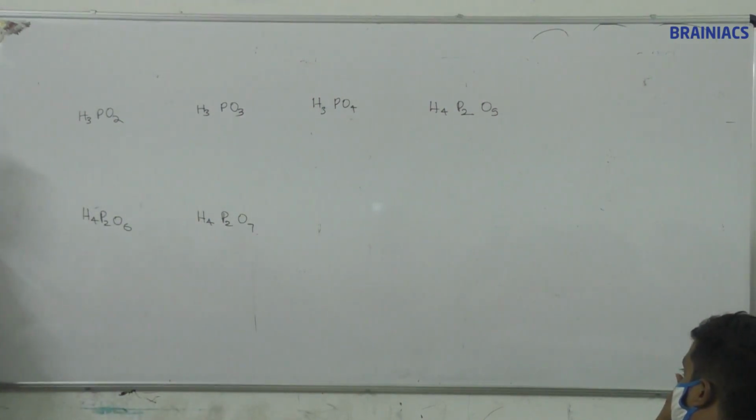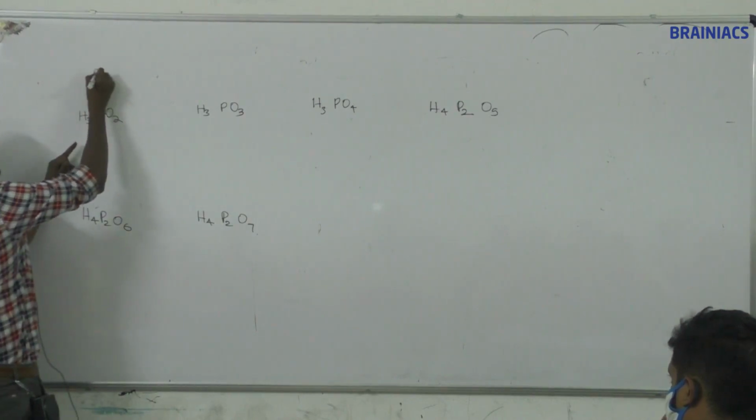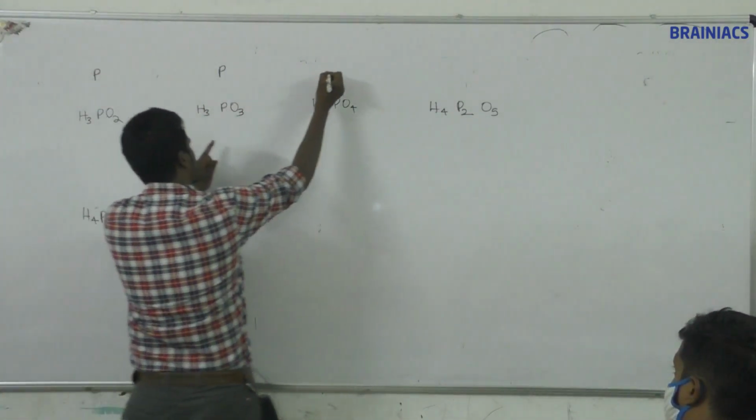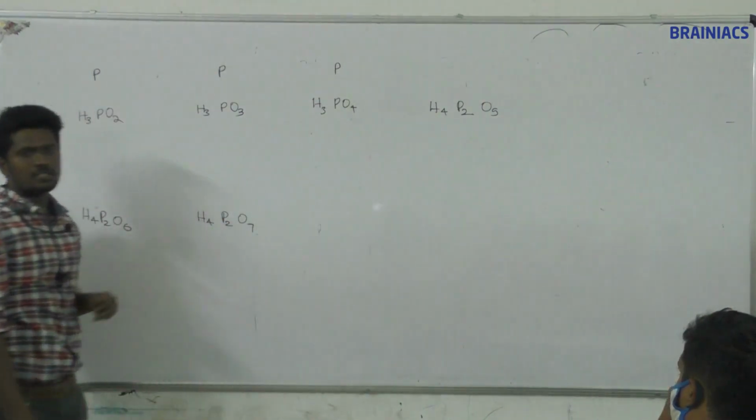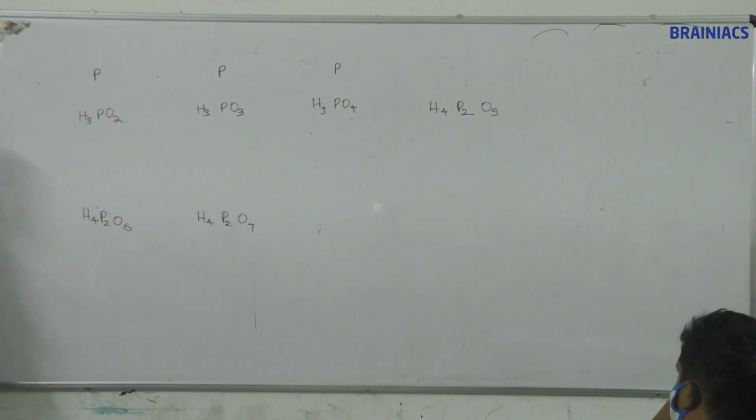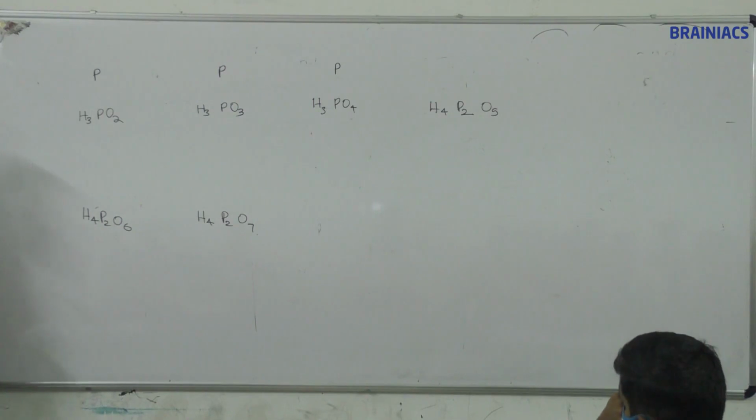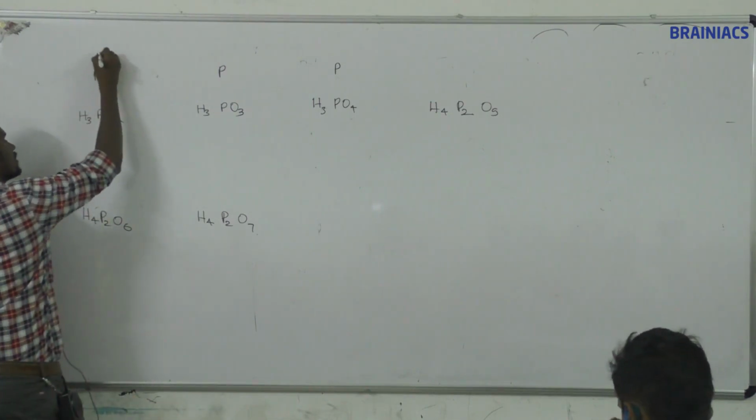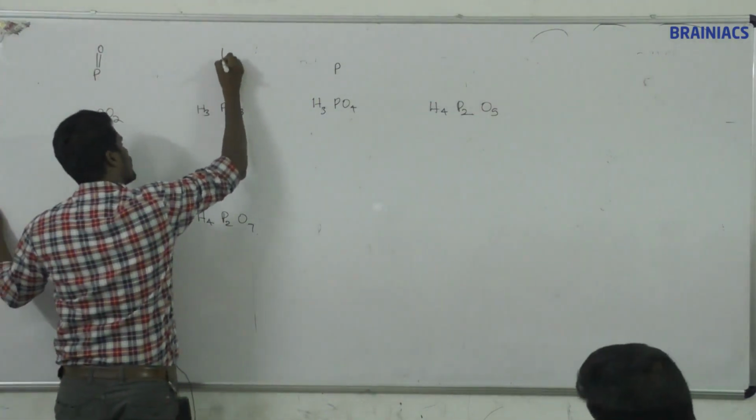Okay, HPO2, H3PO3, H3PO4. The central atom in all of these is phosphorus, so all these are oxo acids of phosphorus. So they should contain what? An oxo group.